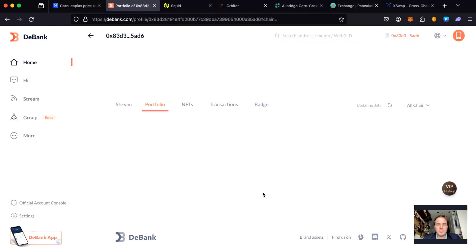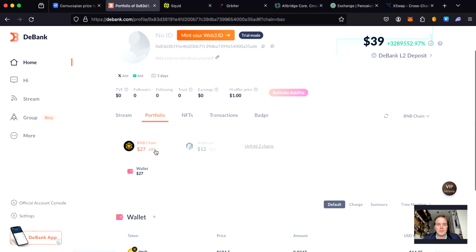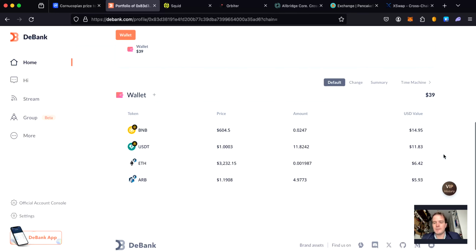This is now swapping to USDT, so hopefully in a short while when we have a look at our DBank page on Binance Smart Chain, we should have some USDT. There we go. We've got Binance Smart Chain and we've got our USDT on Binance Smart Chain. Well, hopefully this was useful as an introduction as to how to move coins across the different chains.